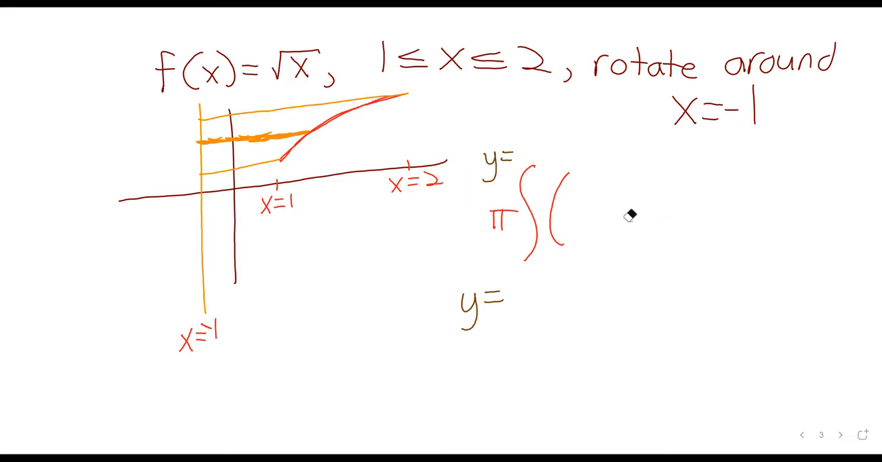And let me also give myself more room to work with. So thinking through this, here's x equals 1, here's y equals something, here's x equals 2, here's y equals something, and those values of y are giving us the limits of integration. y starts here and y ends here. So what are these values?